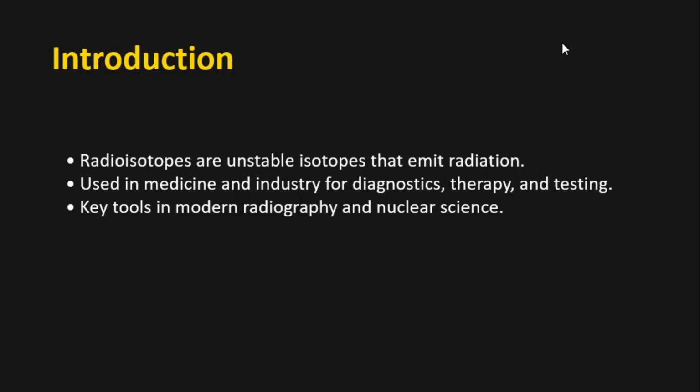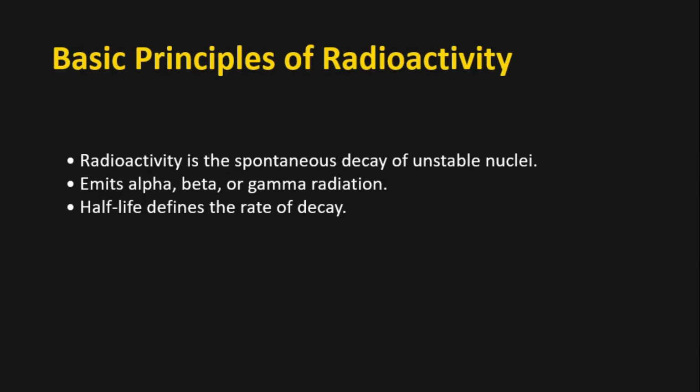Radioactivity is a natural process, where unstable nuclei release energy in the form of alpha, beta, or gamma radiation. Each isotope decays at its own pace, known as its half-life. Knowing the half-life helps radiographers plan tests and manage exposure safely. Slide 4, Production Methods of Radioisotopes.